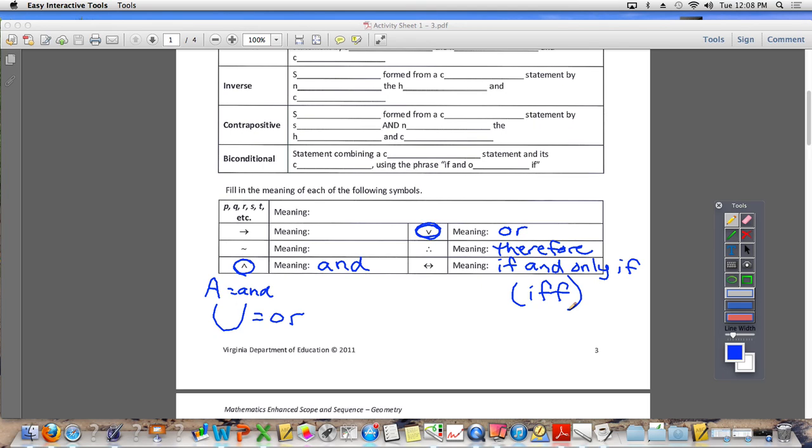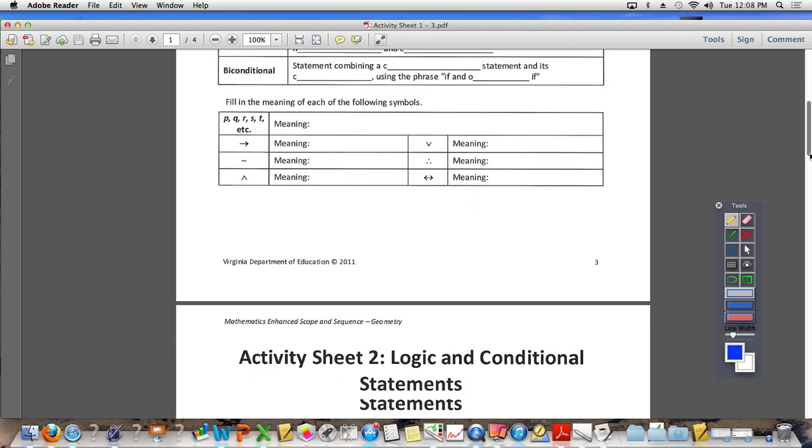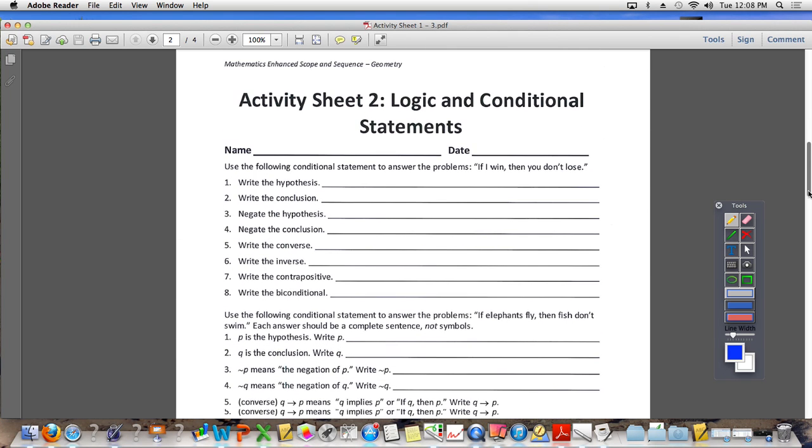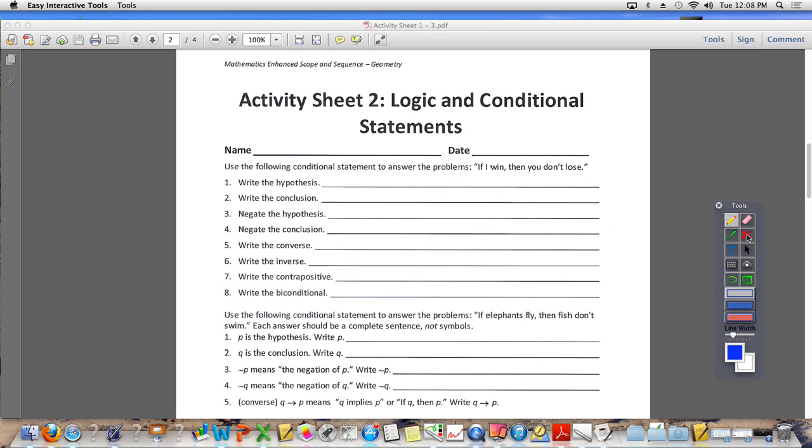Alright, all of that said, flip it over, please. You probably are going to have to be switching back and forth. Flip it over to activity 2, logic and conditional statements. I am going to run through this first one with you, and then I'm going to have you guys try some of these things on your own. But this is an awkward statement, and it depends on what kind of situation you are talking about for it to really make sense.